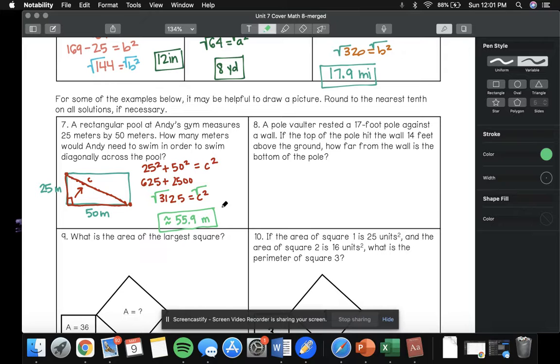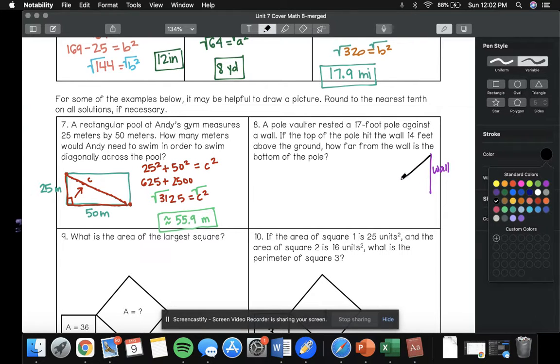All right. A pole vaulter rested a 17-foot pole against a wall. If the top of the pole hit the wall 14 feet above the ground, how far from the wall is the bottom of the pole? So I'm going to draw a pretty picture. Here's going to be my wall, and here will be my pole.